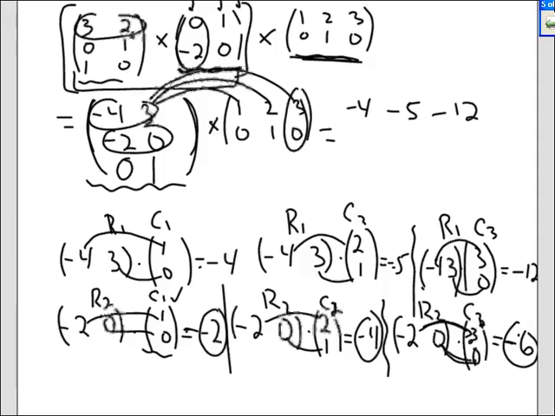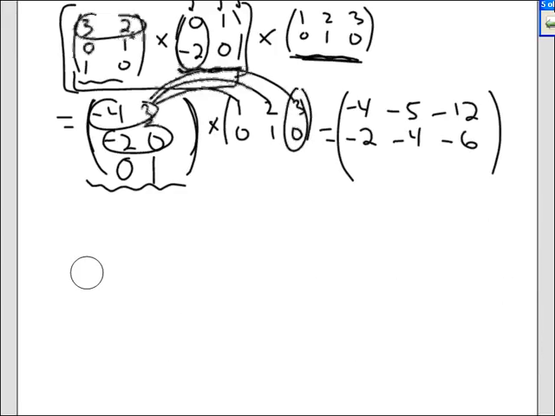Why is that? Column 1, column 2, then column 3: negative 2, negative 4, negative 6. Look at all of these negative numbers. Okay, now we are going to go on to row number 3. And we're going to dot row number 3 with each column in the second matrix. It's always the rows in the left matrix times the columns in the second matrix.